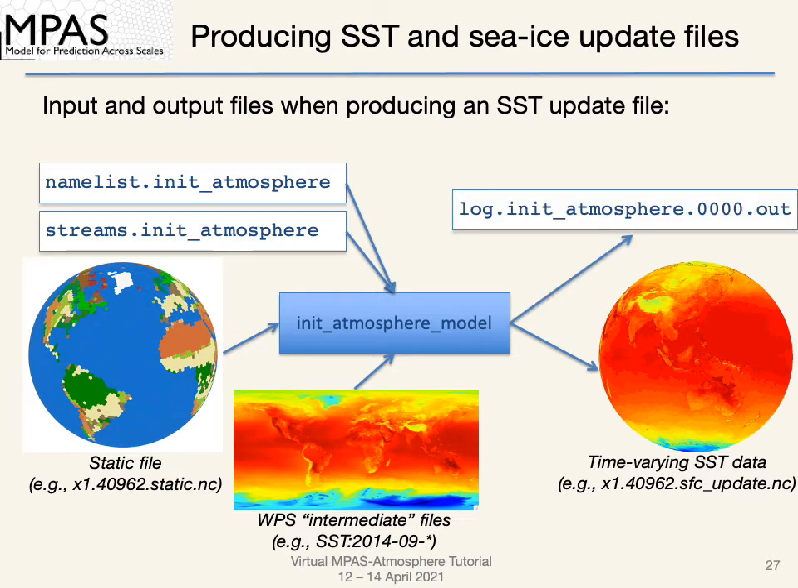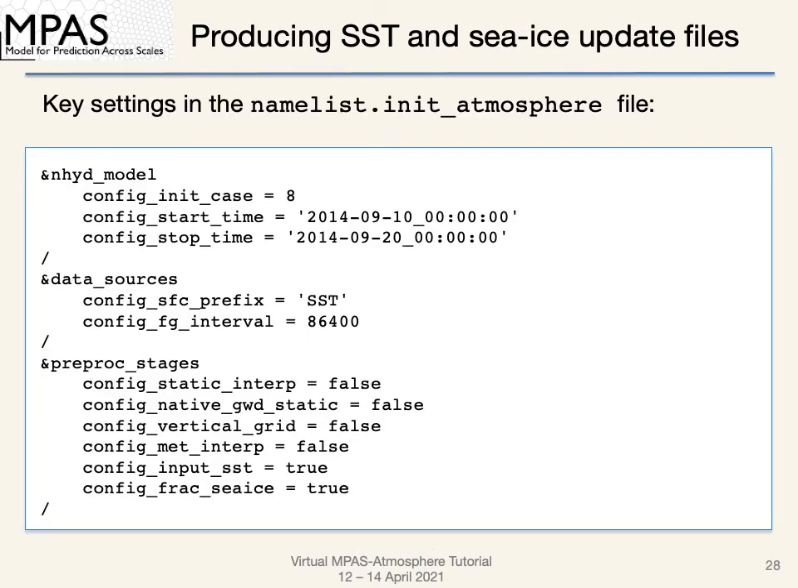And as with every other execution of the init-atmosphere model program, we get a log file. So when we set out to edit our namelist file to produce an SST and sea ice update file, we've summarized the key settings here. If you think a few slides back, we had a separate initialization case to produce SST update files, and that number happens to be 8. So we're going to ensure that init case is set to 8.